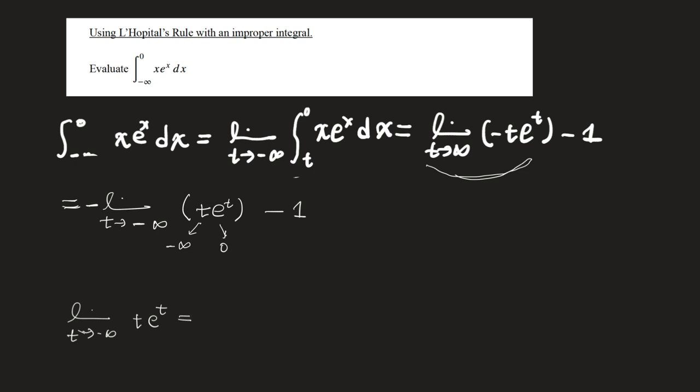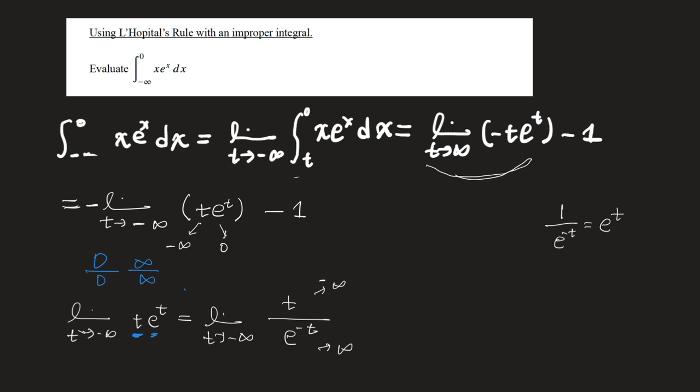One of them has to go to the denominator to make 0 over 0 or infinity over infinity. It's up to you. I'm going to put the one going to infinity in the denominator. So I write the limit as t approaches negative infinity of t over e^(negative t). This is exactly the same: 1 over e^(negative t) means e^t. Now this is going to infinity, negative infinity. So you're going to use L'Hopital's rule.